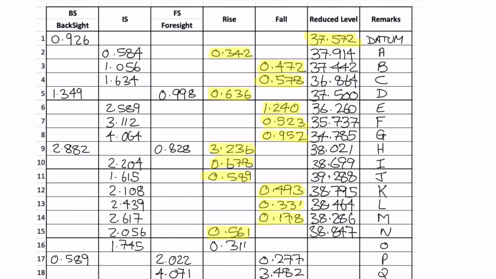And next one is another rise, add that on, 39.158. Next one is a fall, subtract that off, that gives us 38.881. And finally, one further fall, subtract that from our current reduced level, gives us a value of 35.399.